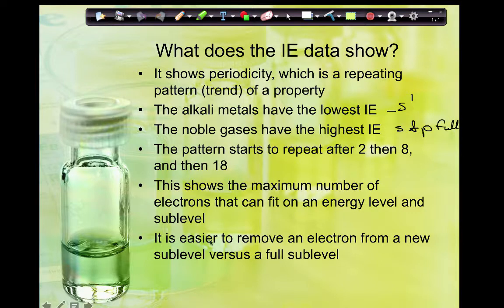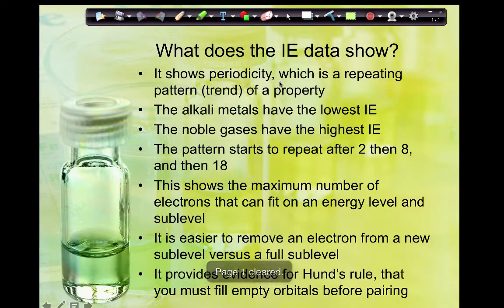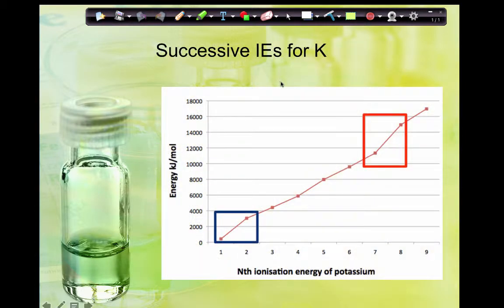Now, it's easier to remove an electron from a new sublevel versus a full sublevel. So if we have 2s2, 2p1 versus 2s2, 2p6, it's actually a little bit easier to remove the p1 electron because it's on another sublevel. And it also provides evidence for Hund's rule, where you have to fill empty orbitals before you start to pair them. So let's look at some more data that shows some of this.